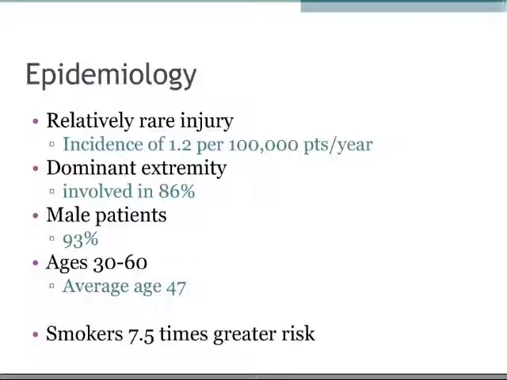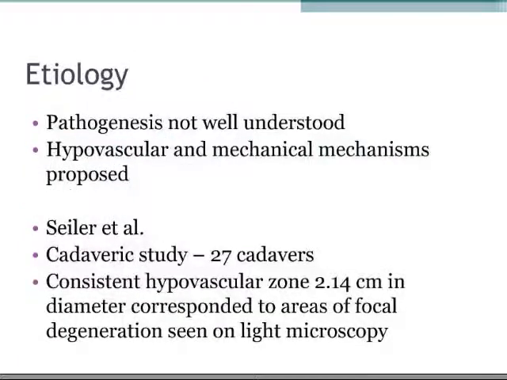The pathogenesis is not well understood, and there are a couple of proposed mechanisms that contribute to biceps tendon ruptures. One cadaveric study by Zila et al. looked at 27 cadavers, and one theory that they proposed was that in the central portion of the distal biceps tendon, there was a 2.14 centimetre diameter hypovascular zone in the tendon that corresponded to changes seen on microscopy, relating to the blood supply of the biceps tendon.